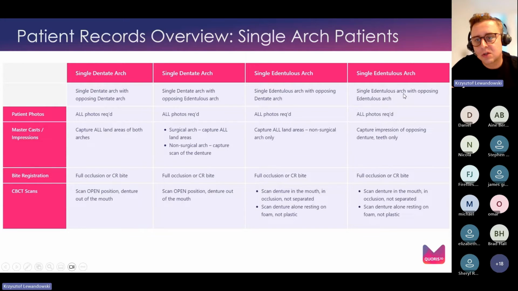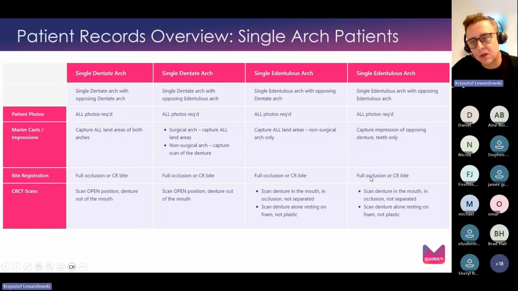Single edentulous arch with the opposing edentulous arch. Again, all photographs are required, plus 2 photographs of the patient without the denture, with the relaxed smile and exaggerated smile. From the master cast, we really need to receive from you the scan of the denture.